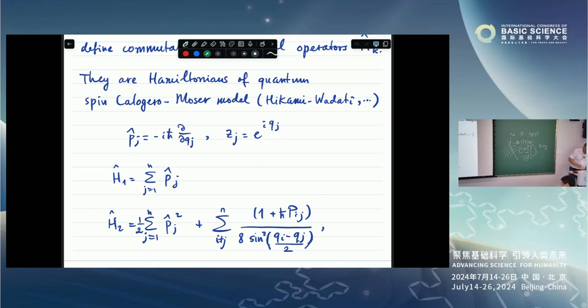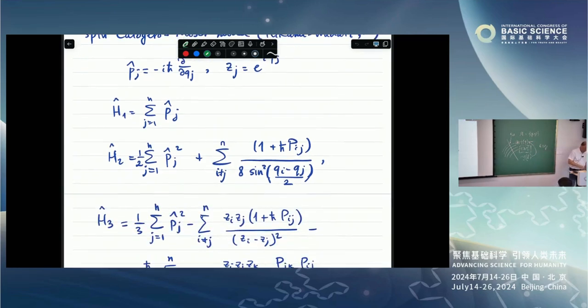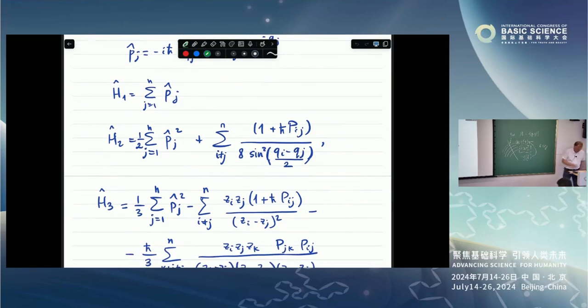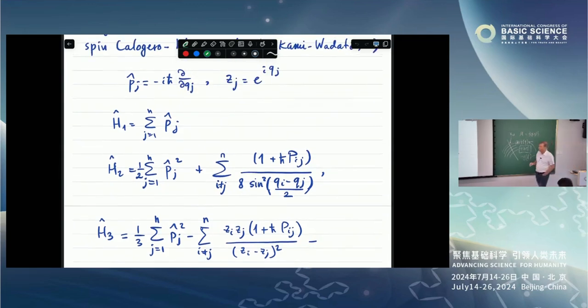So then we have differential operators in Z with coefficients that act by permutations in the tensor power of an n-dimensional vector space. So Z is e to the iq, and this gives differential operators, which have a very nice physical interpretation. So H1 is just the total momentum. H2 is the quantum Hamiltonian, which consists of the usual kinetic part plus the interaction part.